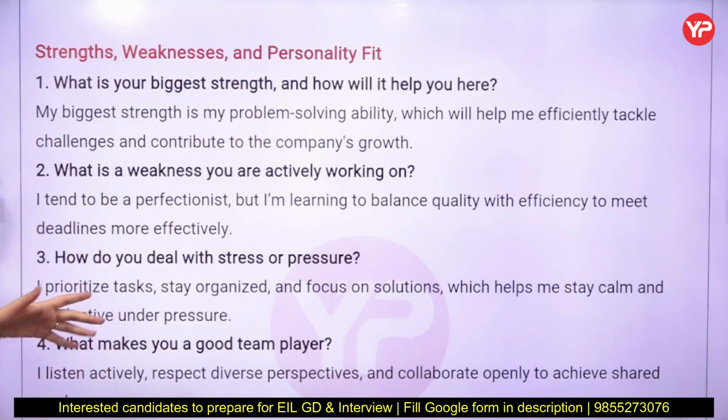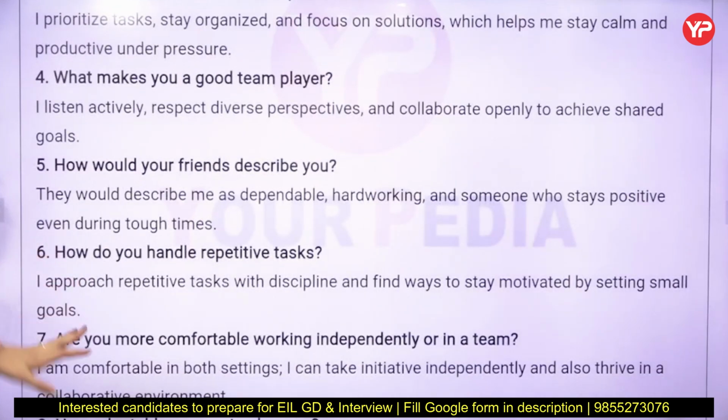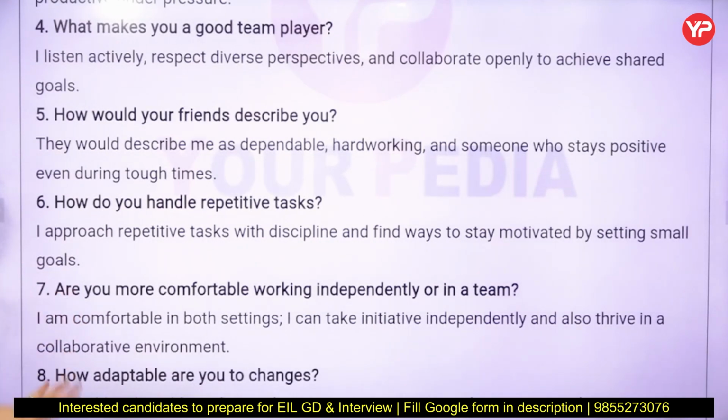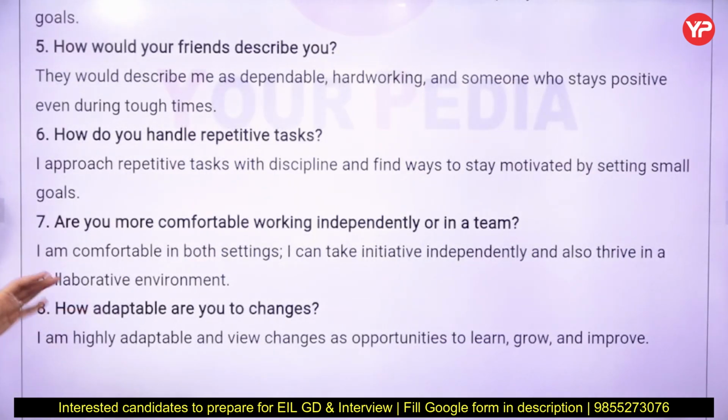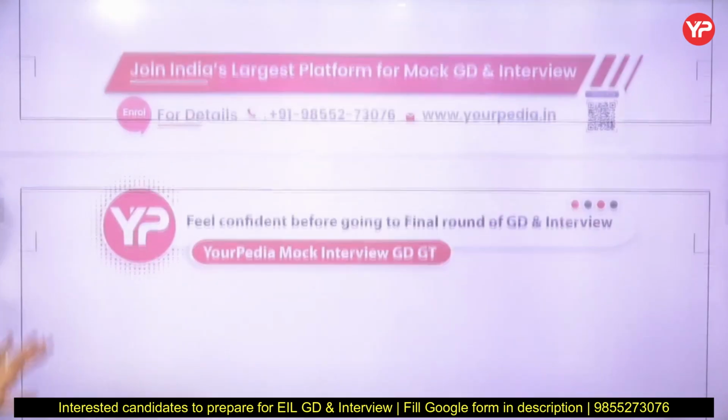How do you deal with stress and pressure? What makes you a good team player? How would your friends describe you? रिपीटेटिव task को कैसे handle करोगे? Are you more comfortable working independently or in a team? How adaptable are you to change?